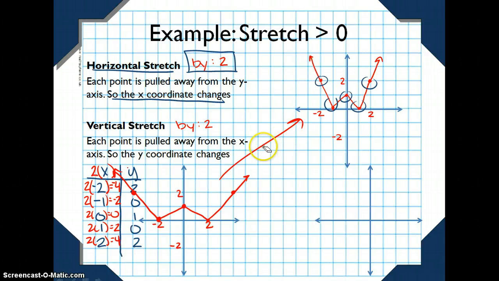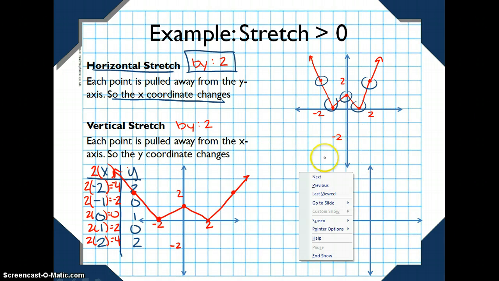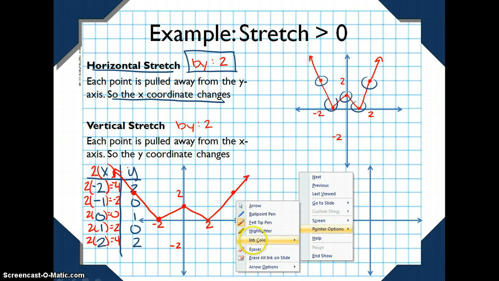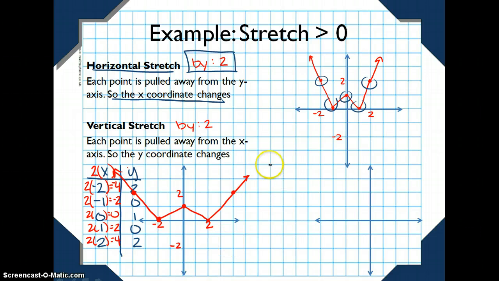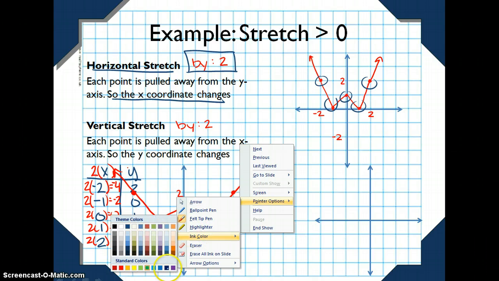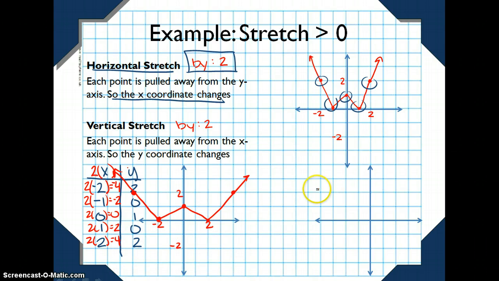So if we were to do the same process again, but in this case now we're going to do vertical, a vertical stretch is going to pull it away from the x-axis, so the y-coordinates are going to change. If you consider what that means, we're going to be altering the y's. So by altering the y values, this graph should end up being thinner. Okay, so let's go ahead and do this. So again, negative 2, 2, negative 1, 0, 0, 1, 1, 0, 2, 2.